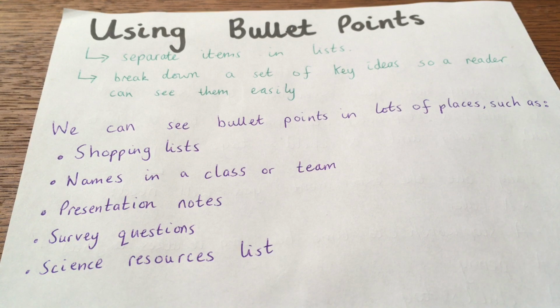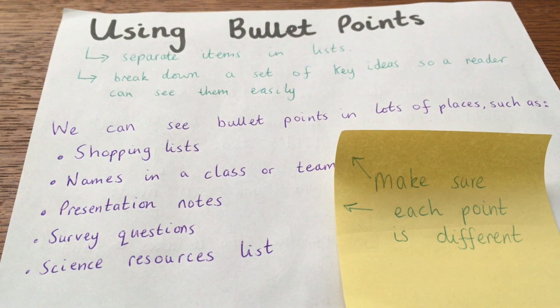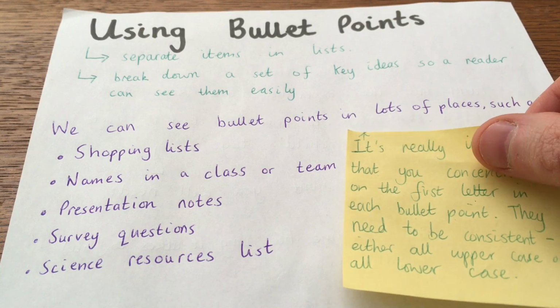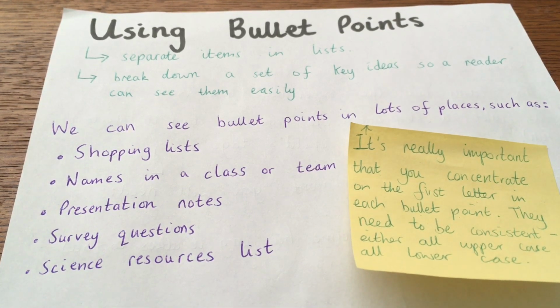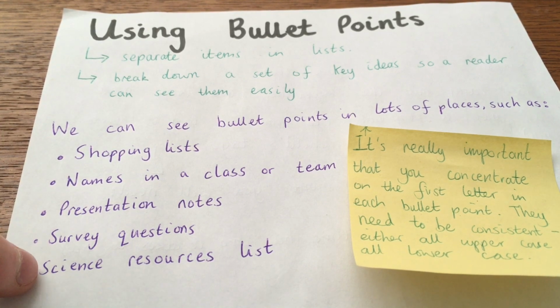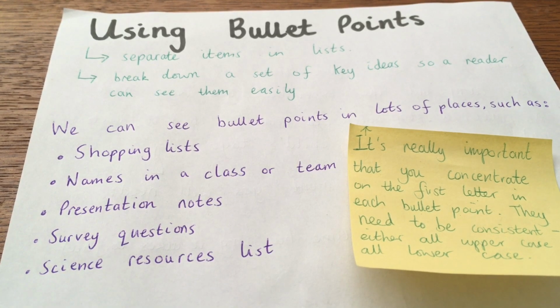You also want to make sure that each of the points that you've got are different. Okay, so you're not repeating yourself. Okay, it's a list of different items. And then really important is the very first letter in your list, okay, or in your bullet point. Okay, so what you want to make sure is that the first letter at the start is either all uppercase, which is what I've done here, or all lowercase. It needs to be consistent all the way through.